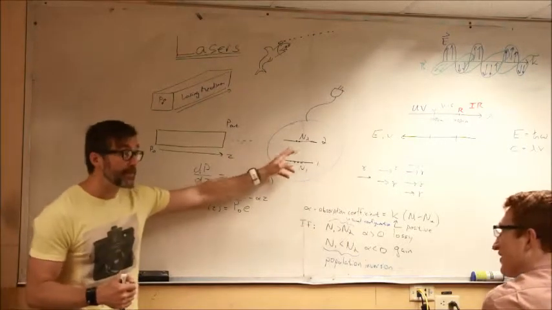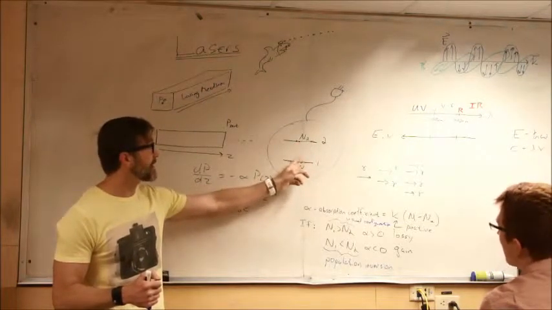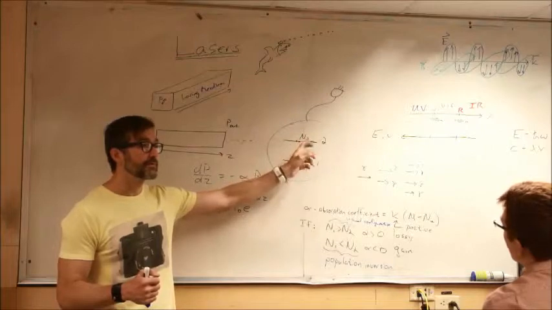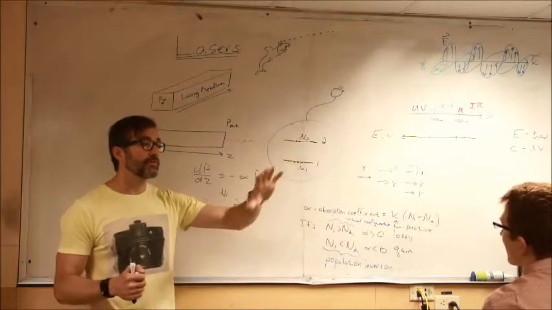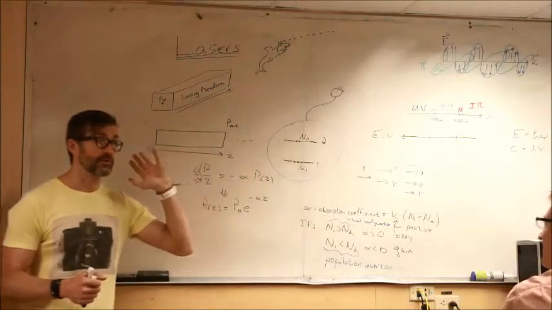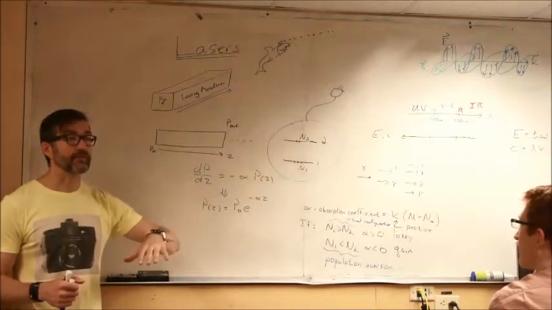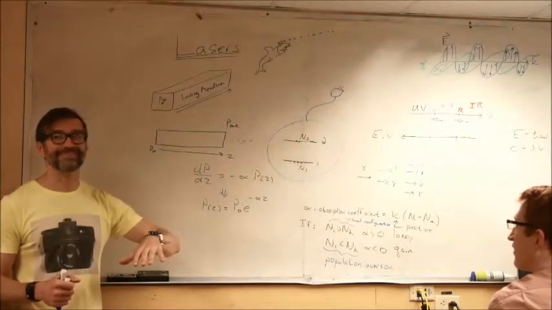Well, we could keep dumping energy in, right? We could dump energy in at a rate such that as these jump down, they immediately jump back up. So we would have to keep putting energy in to sustain that population inversion. And if we turned it off, you're right, it would eventually cascade back down, but there's a bigger problem.